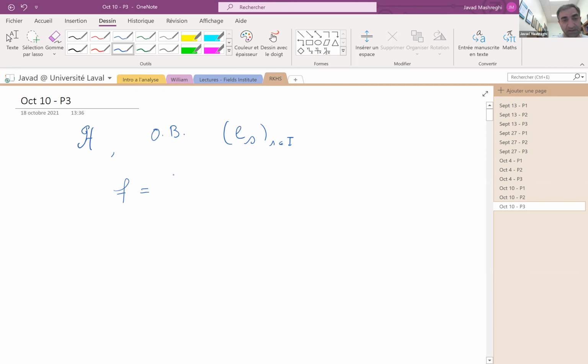For every element f, we can write f equal to a sum of coefficients, and we know what the coefficient is, times e_s. And here we have an unconditional convergence of the series to f. A very good, very useful representation. But there are some problems with orthonormal bases.